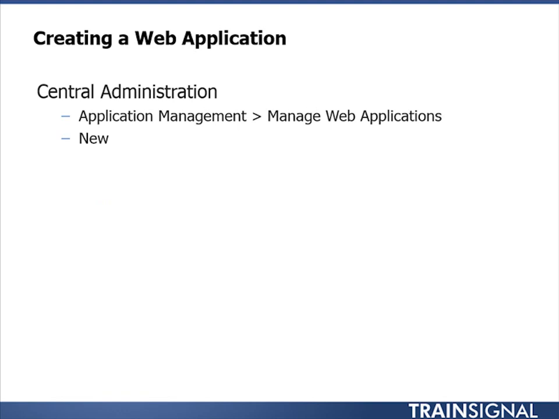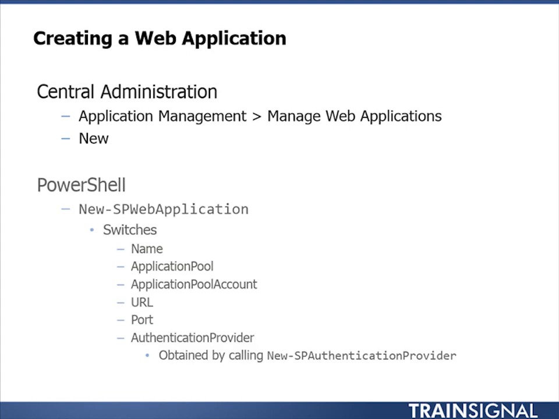Now to go in and create our web applications, we can do this in one of two ways. Through Central Administration, we can choose Application Management, Manage Web Applications, and hit New, or through PowerShell, we can do New-SPWebApplication. And what you're going to notice is that we've got a whole host of different switches, including the name, the URL, the port number, the application pool account, and the authentication provider. A couple of real quick things that I want to mention about these switches before we go do our demo.